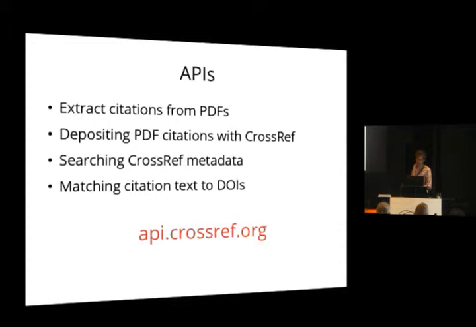Much of what I've just showed you is available via APIs as well as a user interface. So if you're interested in integrating citation extraction from your PDFs, for example, you can use our API to do that. If you want to deposit those citations with Crossref, you can use the same API. We've already seen, I think, maybe the search APIs that we have available. You can use those as well, to do your own matching of citation text to DOIs. All of that is available at api.crossref.org.